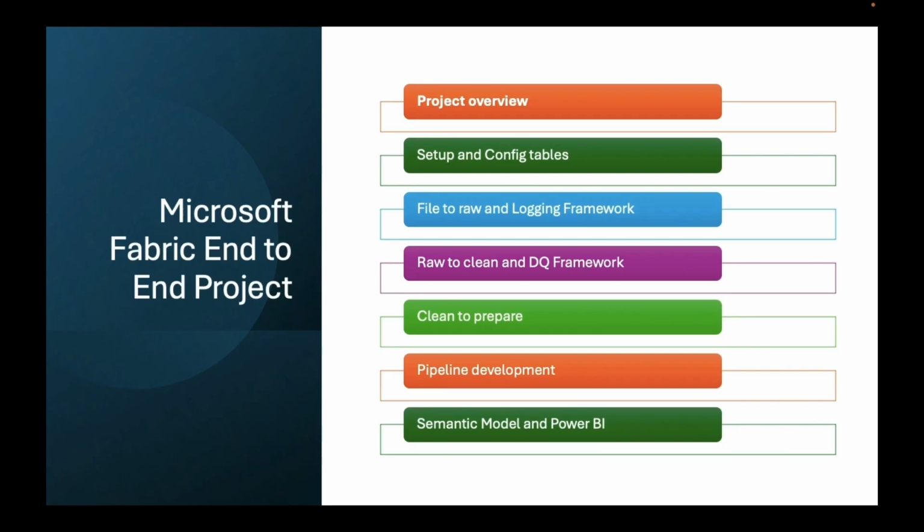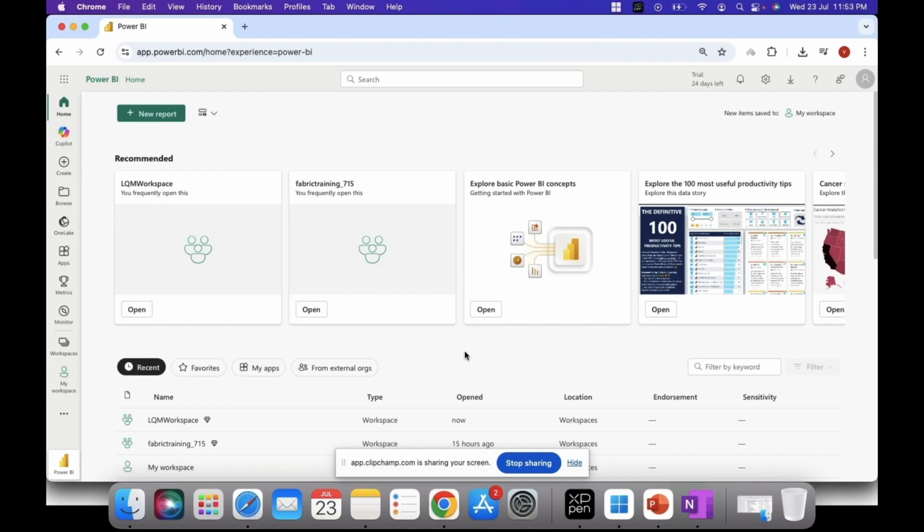In this video, we'll focus on workspace setup and shortcut creation from ADLS to Microsoft Fabric Lakehouse and setup of the configuration table. For the Fabric portal, go to app.powerbi.com. Once you reach the Fabric portal, now we need to create a workspace.